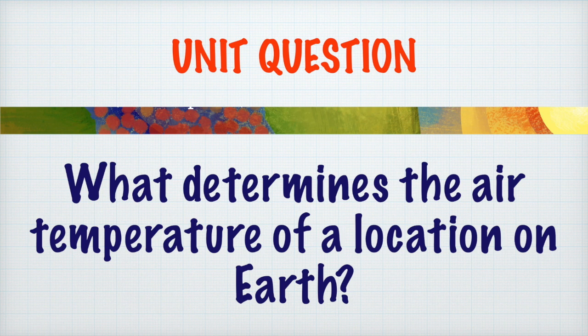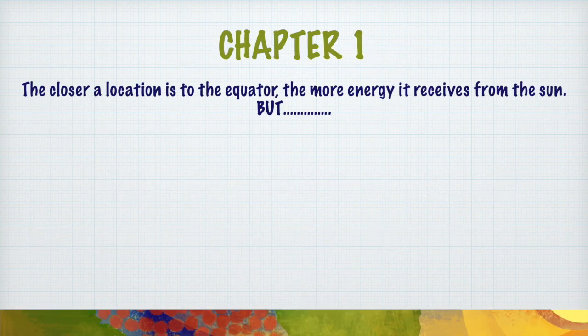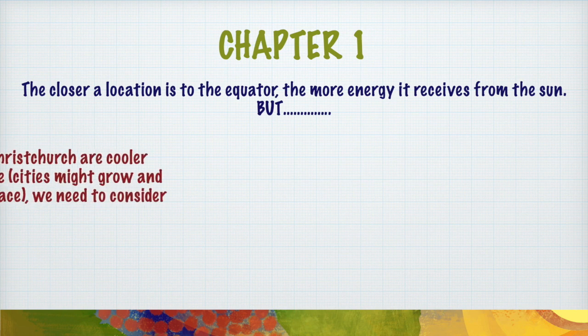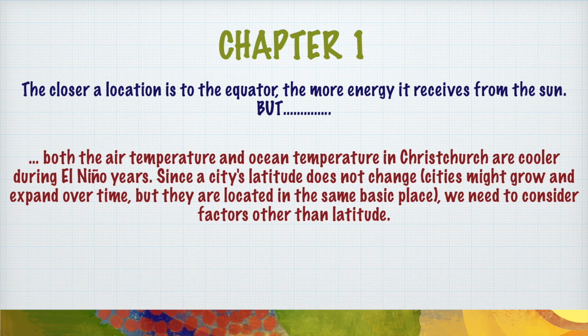So I want to go back to our unit question. What determines the air temperature of a location on Earth? In chapter 1, we noted that the closer a location is to the equator, the more energy it receives from the sun. But this can't be the only answer, because both the air temperature and ocean temperature in Christchurch are cooler during El Nino years. Since a city's latitude does not change, the cities might grow and expand over time, but the location is the same. We need to consider factors other than latitude. So we need to think about things outside of just simply where they are.